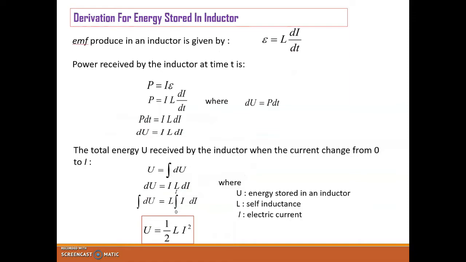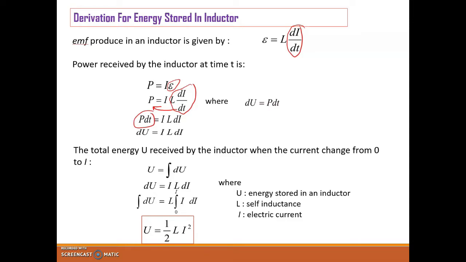For the derivation for energy stored in inductor, we know that EMF is equal to L times the rate change of current. And we also know that the power received by the inductor at time t is P is equal to I EMF or IV. So P is equal to I EMF is L di over dt. Okay, where we bring up the dt here, so we have P dt.